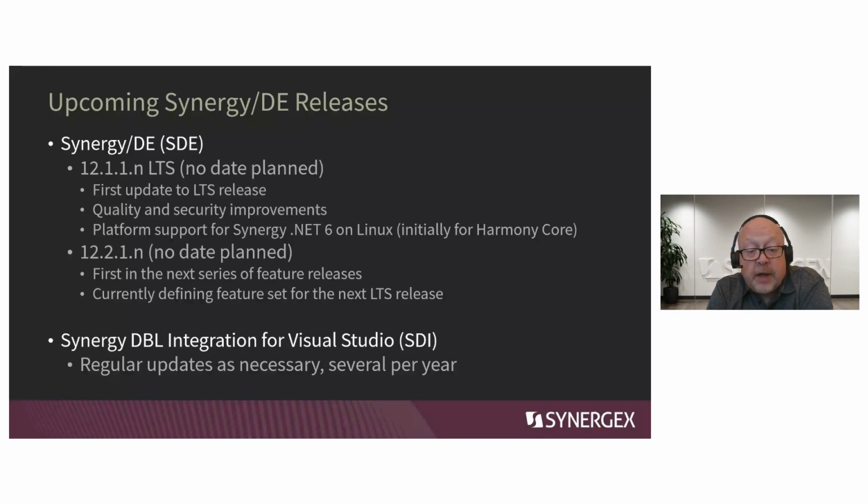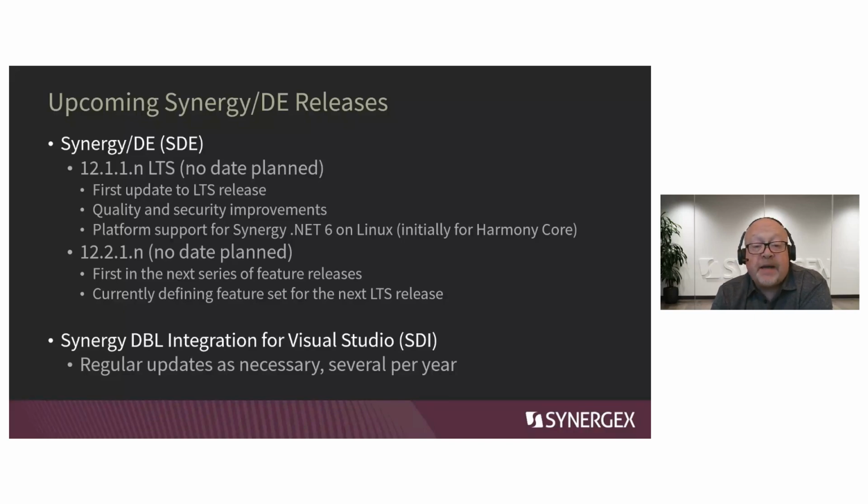We're aware of at least one additional platform which we will be adding to the 12.1 environment, which is support for Synergy.net applications running under .NET 6 on Linux. This support will be initially specifically for deploying Harmony Core services running under .NET 6 on Linux, and will subsequently be extended to other Synergy.net applications in due course.